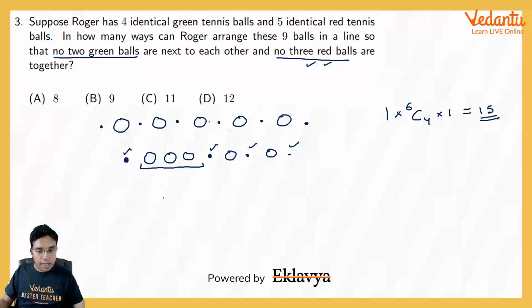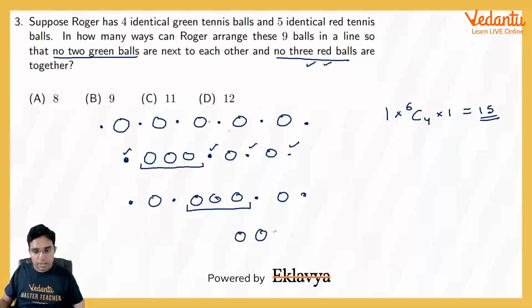So we can actually make the group of 3 green balls in 3 different ways. You can check. This is also a possibility in which these 3 green balls in between are together, and these 3 green balls can be together on the right hand side also, this way. So 1, 2, 3, yeah, one more. These are 4 places for green tennis balls.